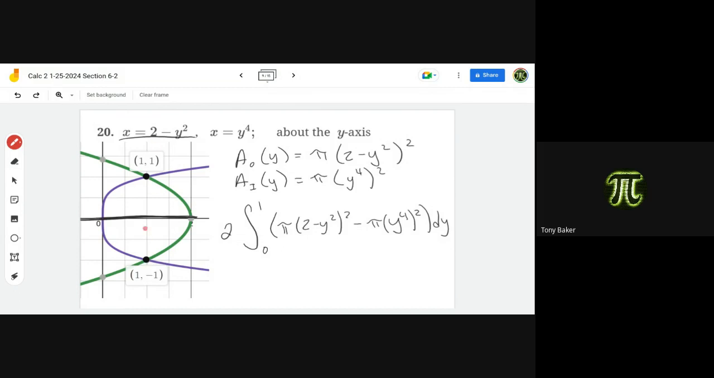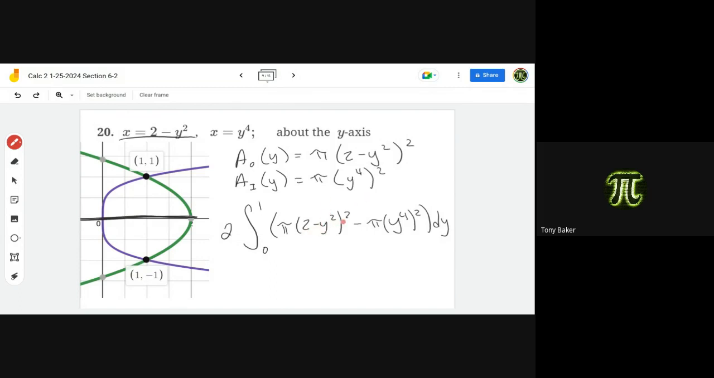We found that with the intersection points. Desmos gave that to me. So you could have set them equal to each other and solved it, and you would have gotten -1 and 1. But since we already had it graphed, it's just easier to click on them and find it.